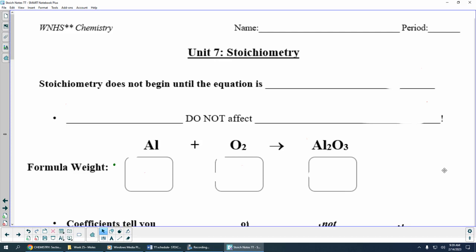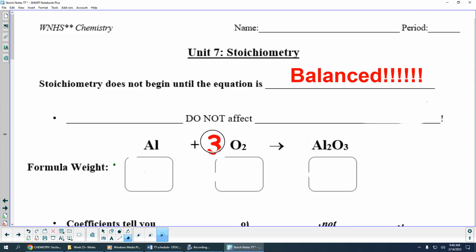So, first rule of stoichiometry: life does not begin until your equation is balanced. Life cannot begin until your equation is balanced. If you're looking at an equation, it should bother you that it's not balanced. I see 1 aluminum, I see 2 aluminums, that hurts on the inside. And then I see 2 oxygens and 3, so I'm going to focus on that first.